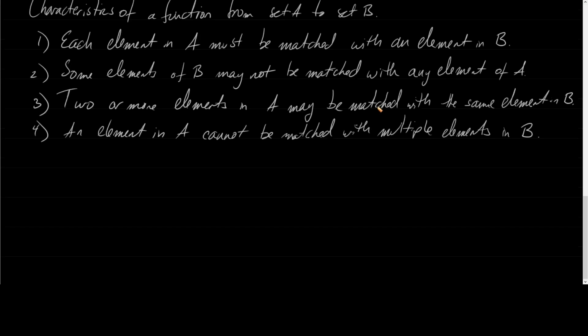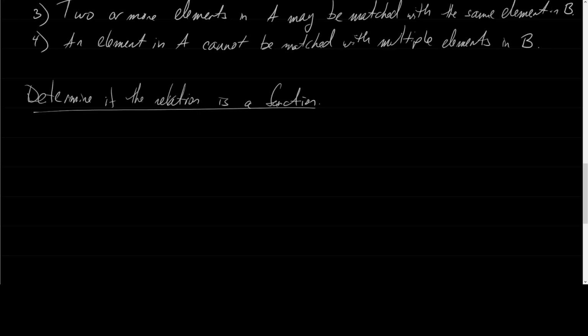All right, so let's try to determine if something is a function. Determine if the relation is a function. Right? So let's say that we had the following relation. We had the set of -2, -1, 0, 1, 2, going to the set 3, 4, 5. All right. And let's say that we had something like this.